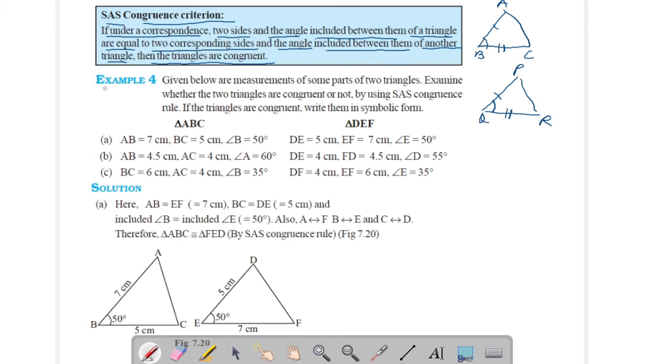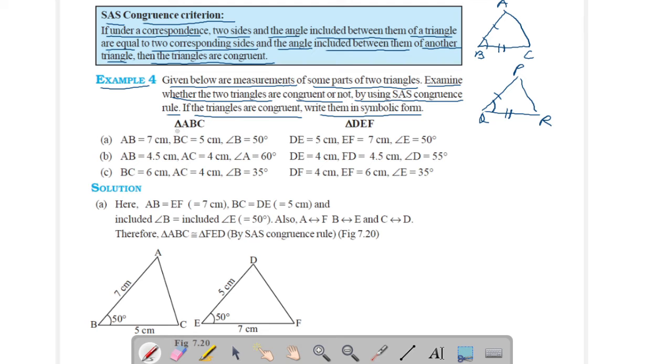Now come to example 4. Given below are measurements of some parts of two triangles. Examine whether the two triangles are congruent or not by using the SAS congruence rule. If the triangles are congruent, write in symbolic form.